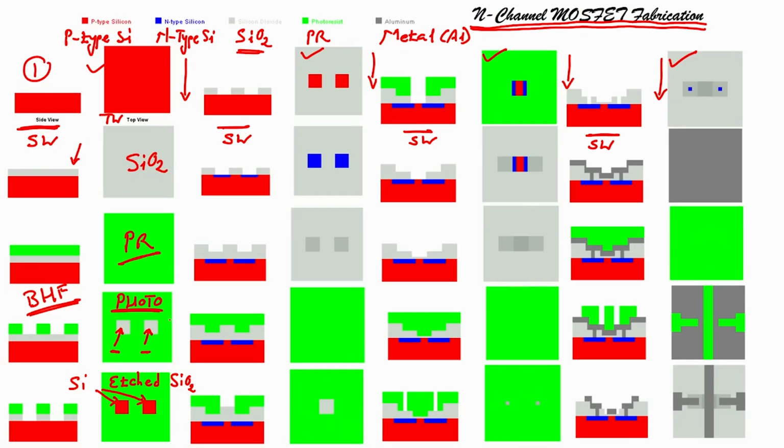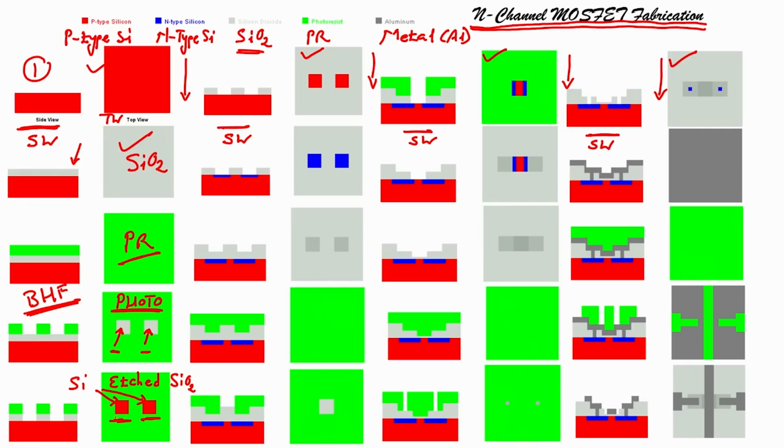Now, I will dip this wafer into the buffer hydrofluoric acid. On dipping this wafer in buffer hydrofluoric acid, what will I have? I will etch the silicon dioxide. When I etch silicon dioxide, what can I see? If I remove the silicon dioxide from here, I can see silicon. That is what I am looking at here. I can see silicon when I etch the silicon dioxide.